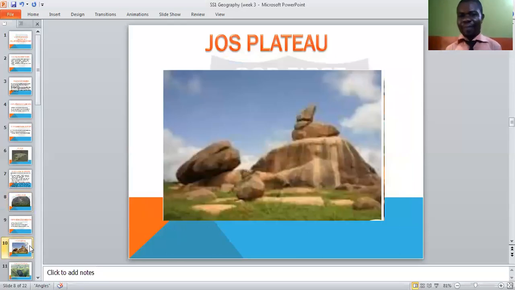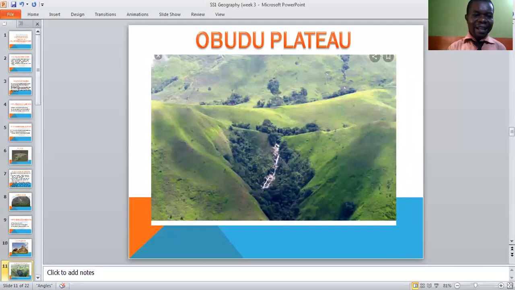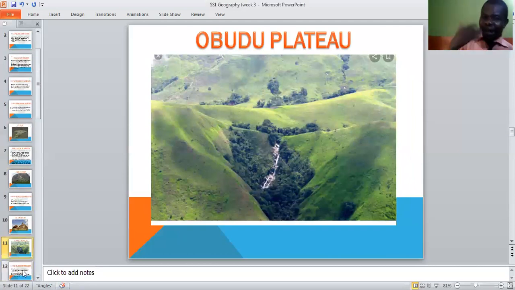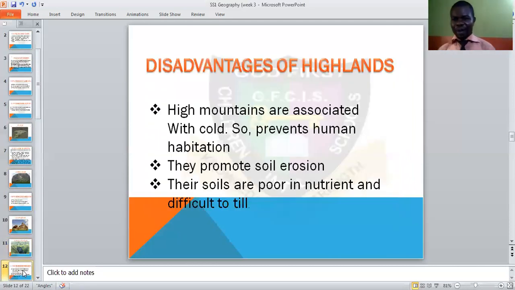Let me have some highlands to show to you. This is Jos Plateau. It's a highland. You can see that. This Obudu Plateau, this another highland you can see here. Then we need to look at where highlands are not preferable, disadvantages. They are associated with cold because I talked about, even today, I've discussed about the normal lapse rate. The higher you go, the colder the temperature becomes. Because they are high, the temperature there becomes cold. People don't really want to go there.